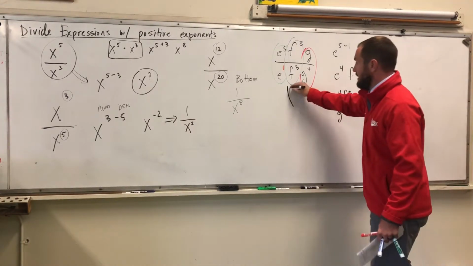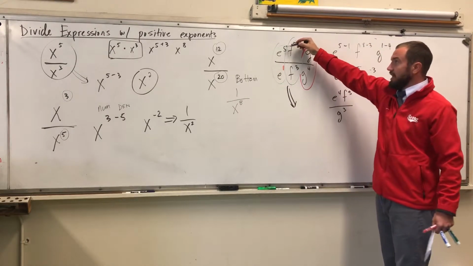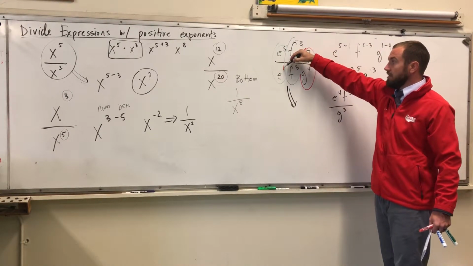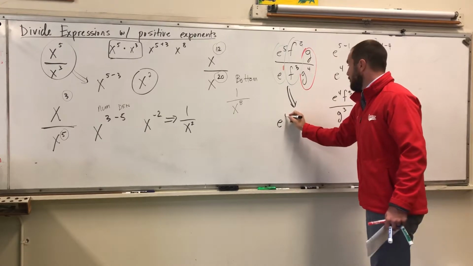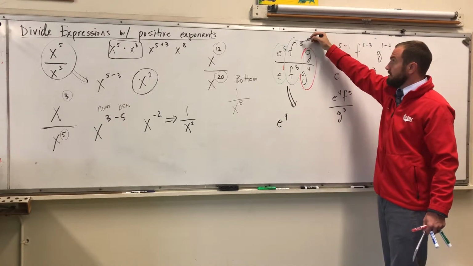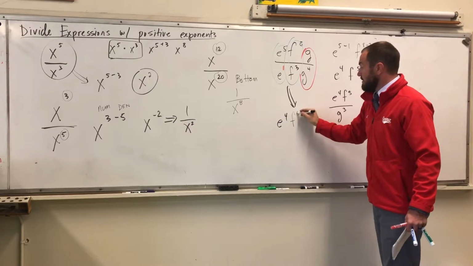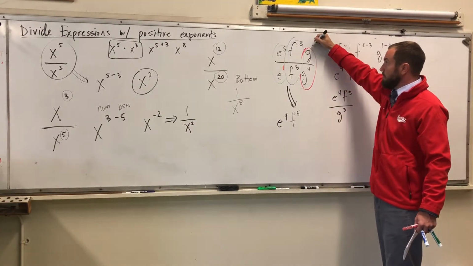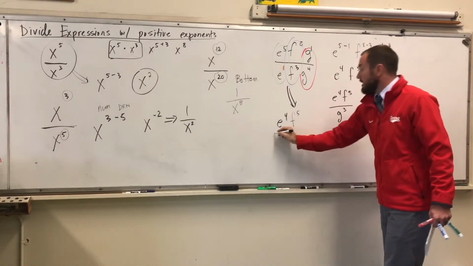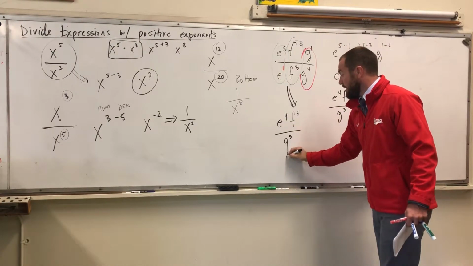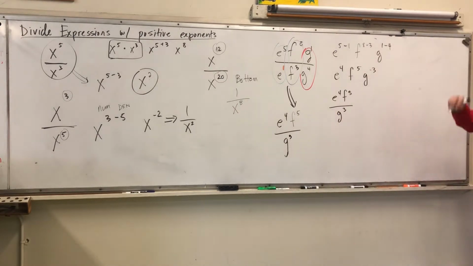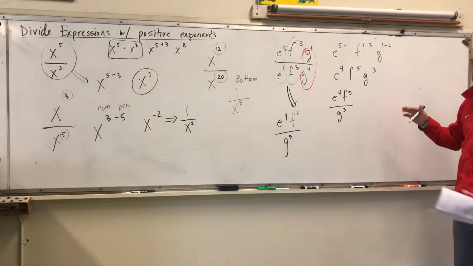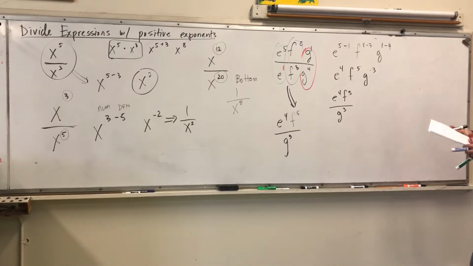Now a shortcut to that would just be, okay, I have 5 e's here, 1 e here, so I have 4 on the top. I have 5 more f's here, and then I have 3 more g's here. Again, I have a variable without an exponent, so I'm going to assume that's a 1, and then I'm just putting g to the 3rd there. When I'm working with these, that's how I'm looking at it. I'm just like, where's there more of each variable, and that's where it's going to go. There are some cases where you have to subtract in order to simplify stuff, and we'll get to that.